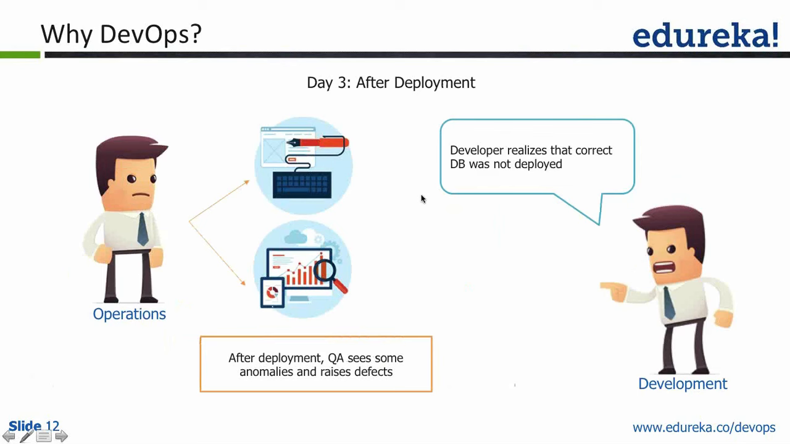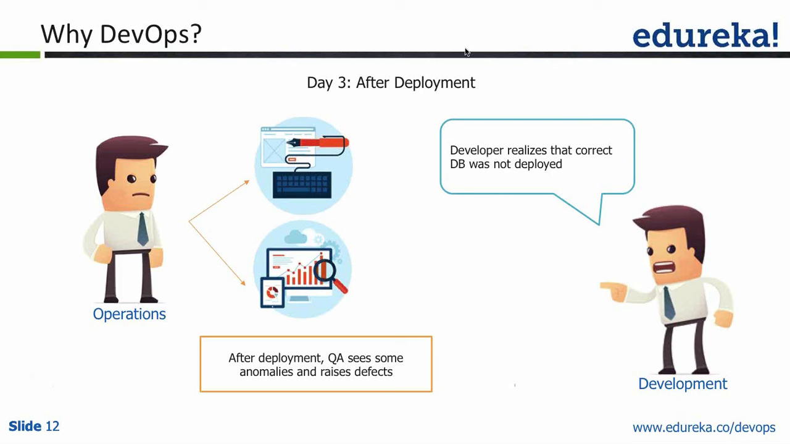Moving on to the next one. Again, you see the developer is finger pointing, maybe in a very bad mode. In this case, the developer realized that the correct DB was not deployed. Maybe a very angry person, because he did everything from his side, but even then it is not working. Now Ops, after the deployment, QA sees some anomalies and raises defects. That is not a good scenario, because if you deploy the change to production and then discover issues, that is a big problem.